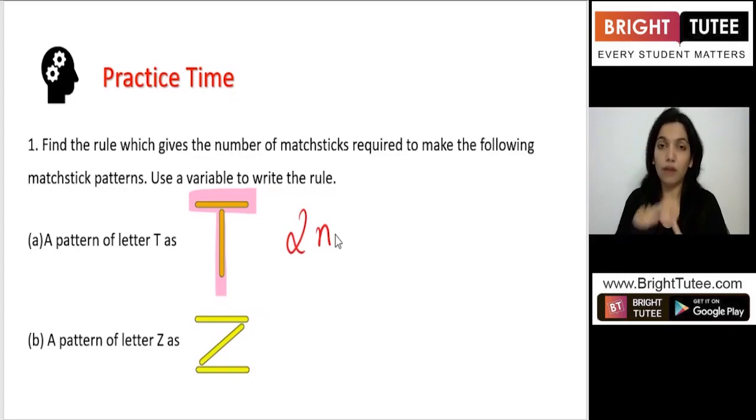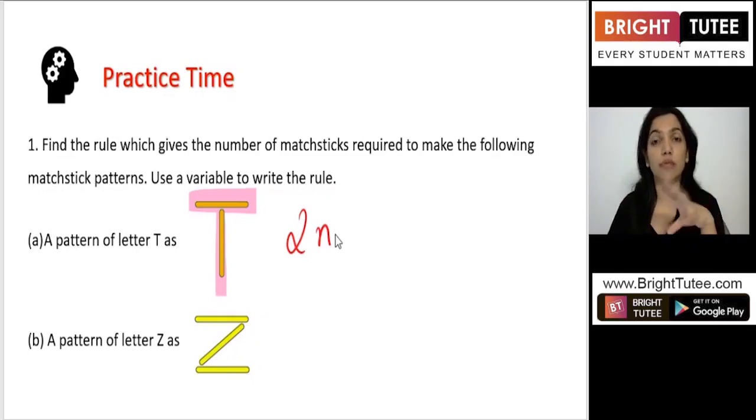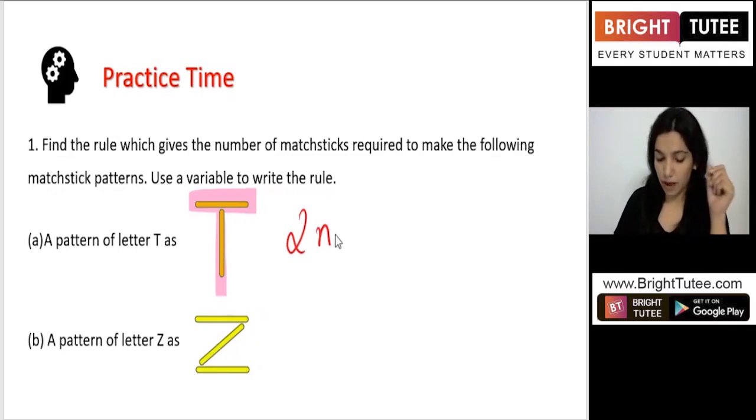So if you have 2 such T's, it will be how much? 2n, and here n is 2. If you have got 2 T's, it will be 4. So similarly, if you put any number for n, you can get the number of sticks that are required to form that number of T's. And here, as they have written to use a variable to write the rule, we have used n as the variable.